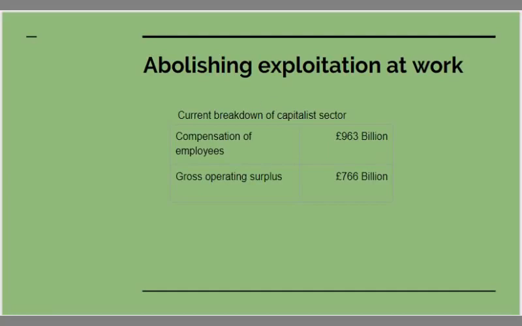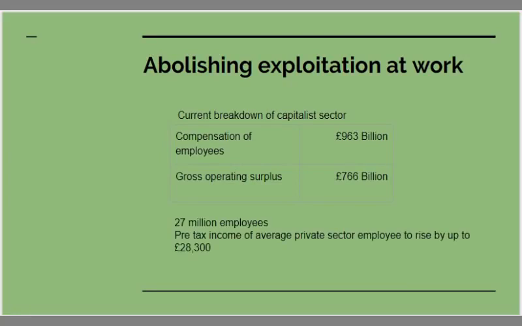Well, what does that amount to per each employee? There are 27 million employees in the private sector. That means that if you abolished exploitation at work, the pre-tax income of the average private sector employee would rise by about 28,000. A 28,000 increase in your income.